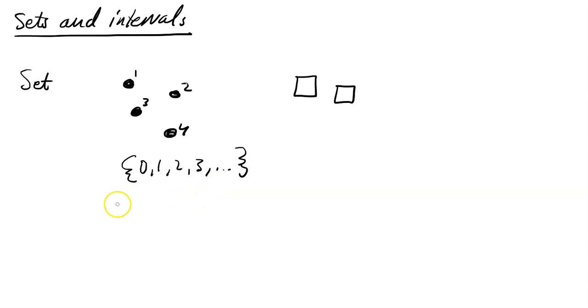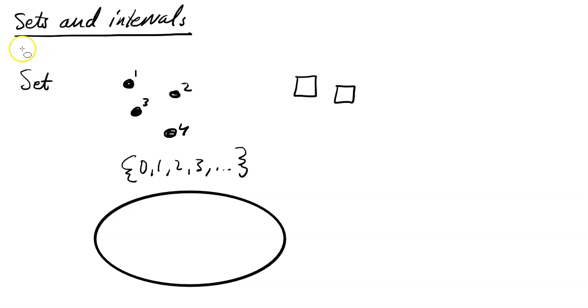Okay, but generally you can have a collection of anything. So let's say you have a collection of colored balls. That could be a set. So this is just a set of balls. A set is just a collection of something, a collection of objects, whatever type of objects.